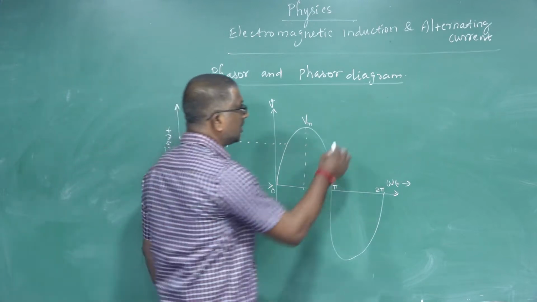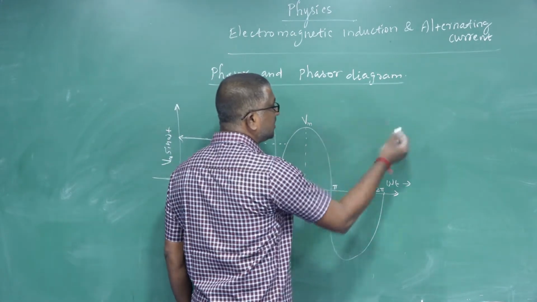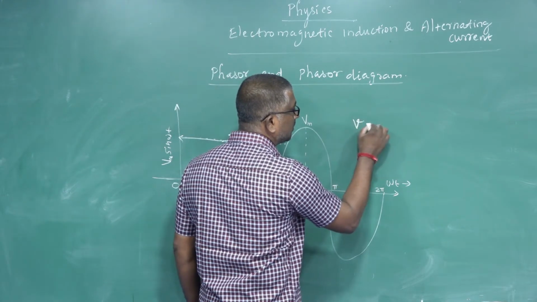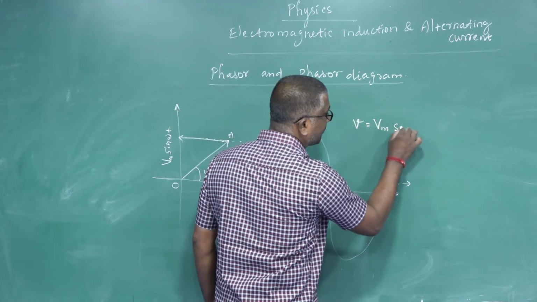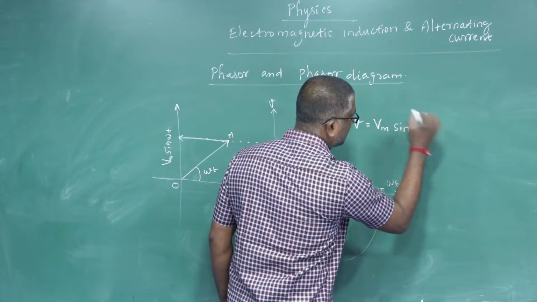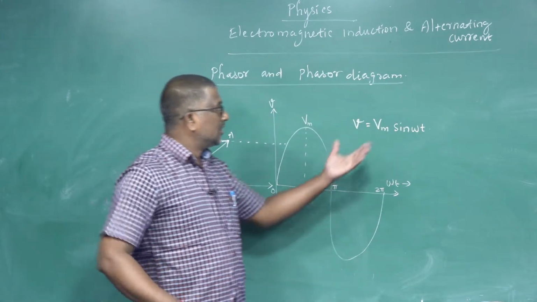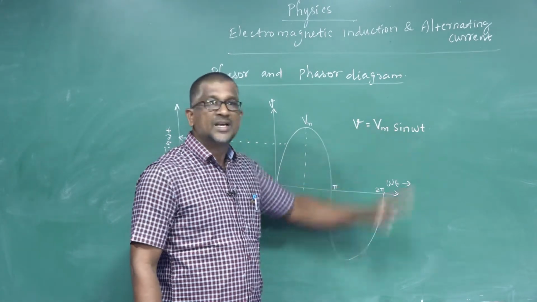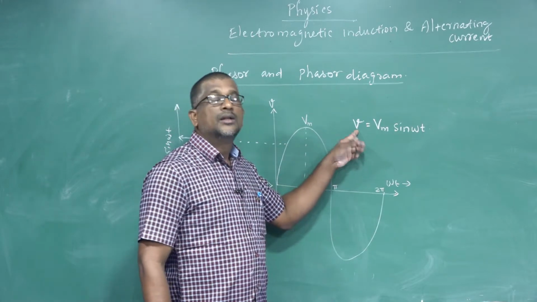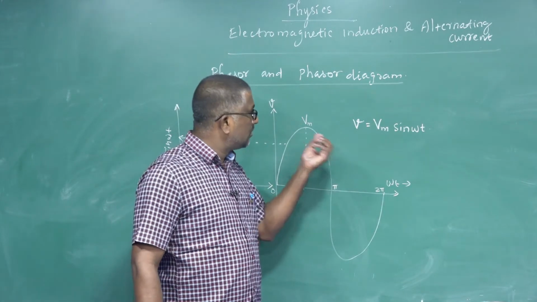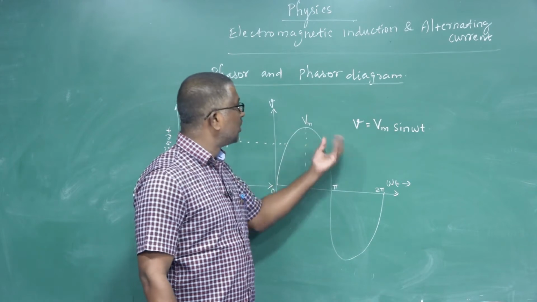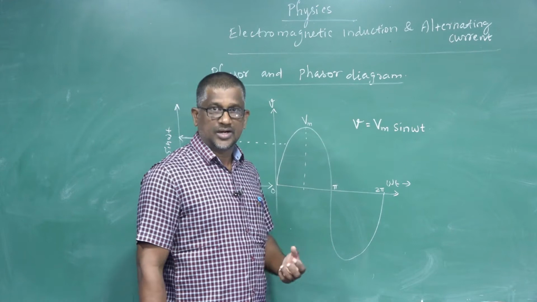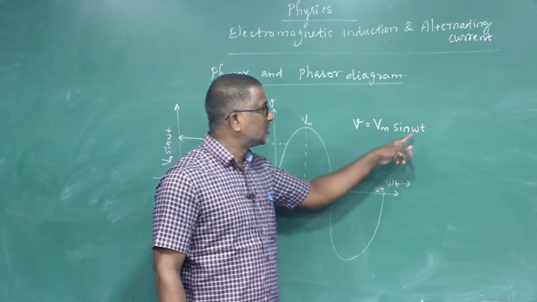Okay, the equation for a sinusoidal alternating voltage is V is equal to Vm sin omega t. Here V is the voltage at any instant, and Vm, V suffix m, is the peak value of the alternating voltage.